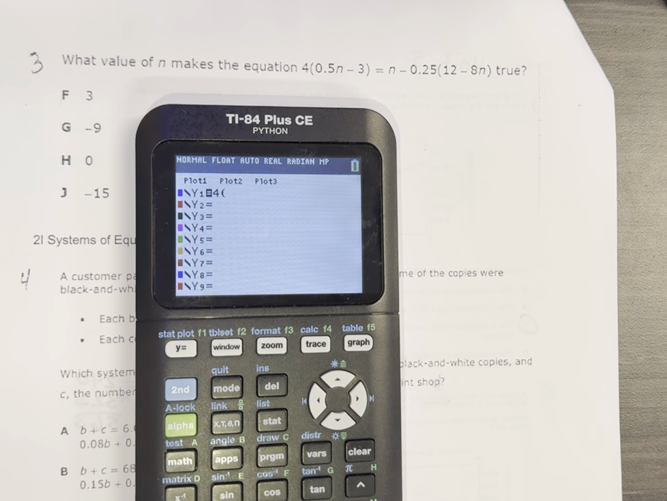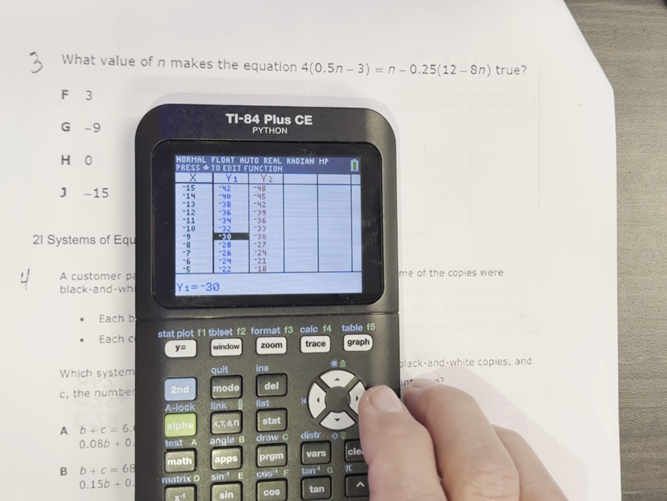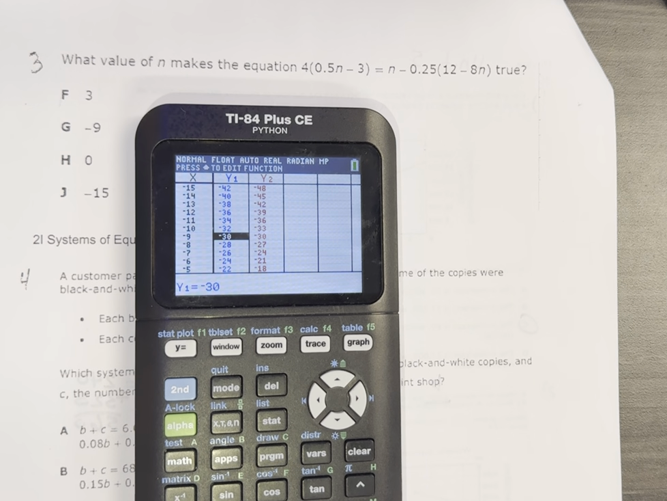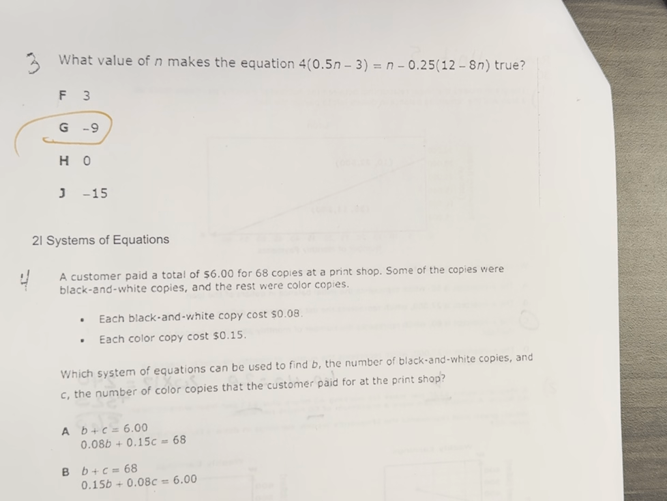And at 3, you have -6 and +6. So let's look at our negatives. And -15 was our other answer, so -42 and -48. But at -9, you have -30 and -30, so your y values match. So -9 is your answer. And if we want to see that one by hand, I can do that after.